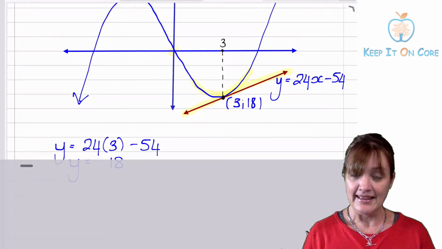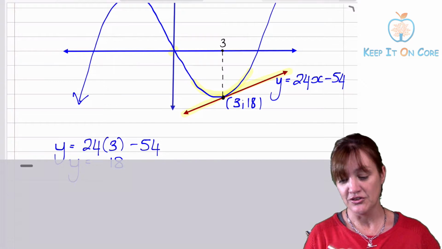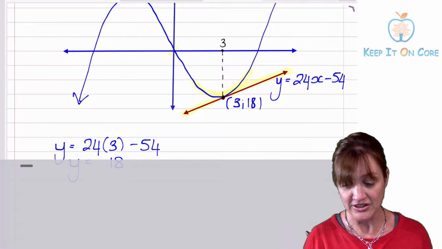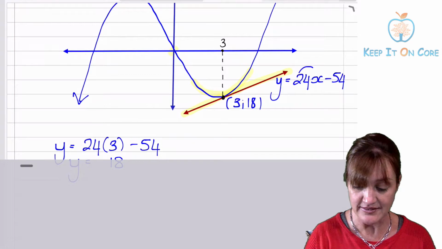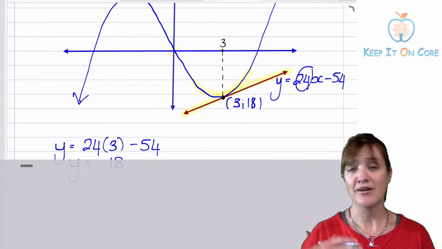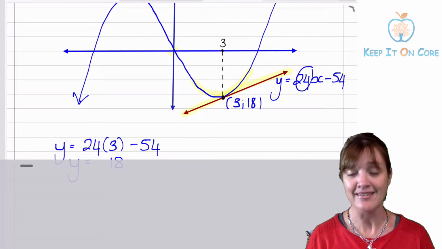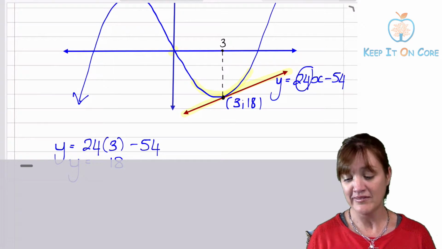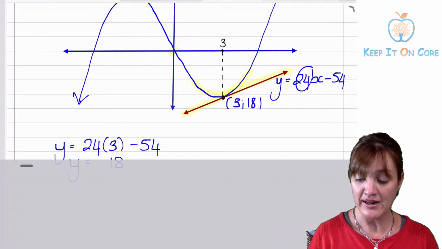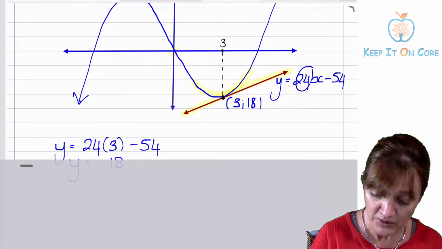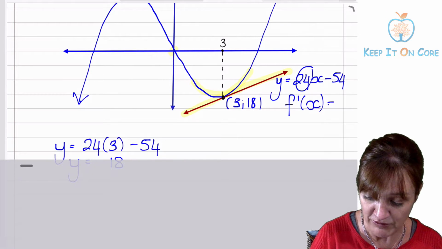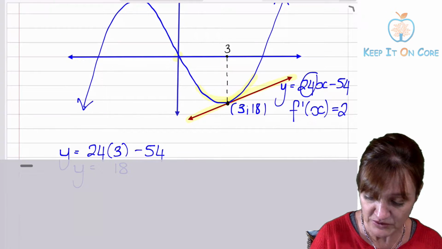But let's just see what else we've got here. The other really important thing to decode from this is that we've got a tangent, and the tangent has a gradient of 24, all right? Now in calculus, I'm sure you're now really used to hearing me saying this, the gradient of your tangent is the derivative, okay? So if the gradient of your tangent is 24, well, that then means that the derivative is equal to 24.